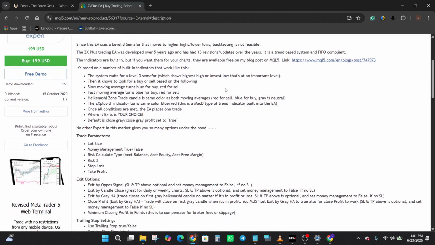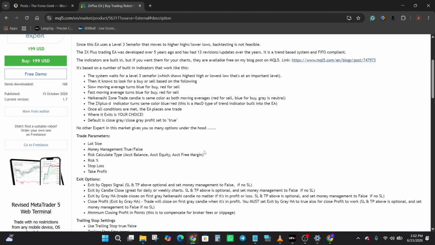One thing I find interesting here is that the developer provides multiple exit methods rather than forcing a single approach. Users can choose to exit on an opposite signal, on candle close, on a gray Heiken Ashi candle, or only when a gray candle appears while the trade is already in profit. This flexibility allows traders to adapt trade management according to their own preferences.